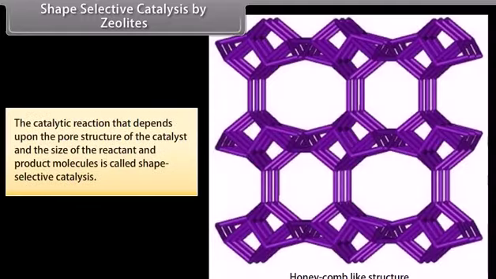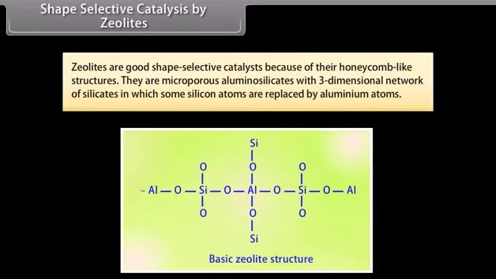Shape selective catalysis by zeolites. The catalytic reaction that depends upon the pore structure of the catalyst and the size of the reactant and product molecules is called shape selective catalysis. Zeolites are good shape selective catalysts because of their honeycomb-like structures. They are microporous aluminosilicates with three-dimensional network of silicates in which some silicon atoms are replaced by aluminium atoms.